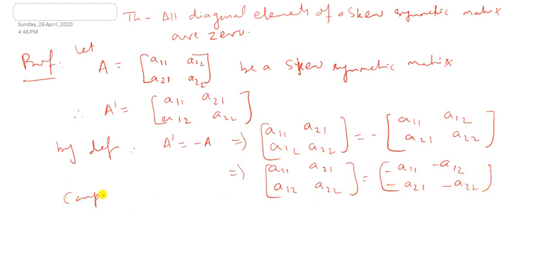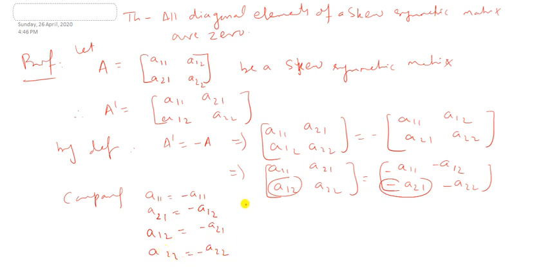So now let us compare the individual elements. Comparing, I get A11 is minus A11, A12 is minus A21, A21 is equal to minus A12, and A22 will be equal to minus A22.